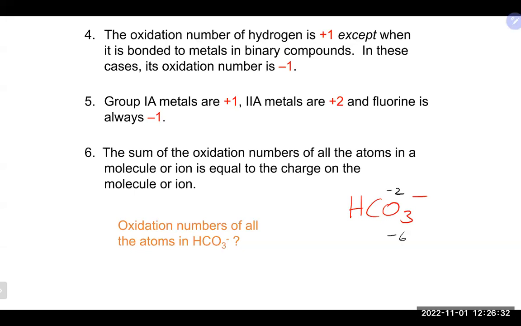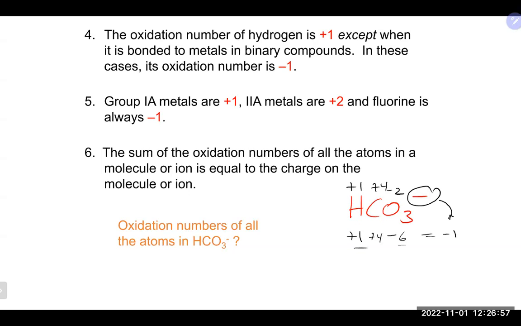So if we go to the other side, hydrogen is going to be +1. We got -6 for all the oxygens. They all need to equal -1. That means in this particular case, carbon would have an oxidation state of +4, and that obviously would give us a -1 overall charge.